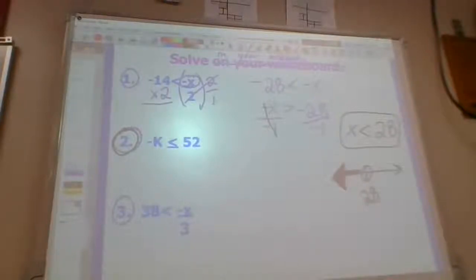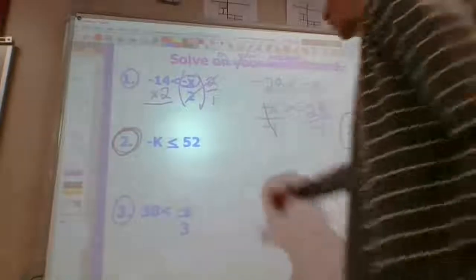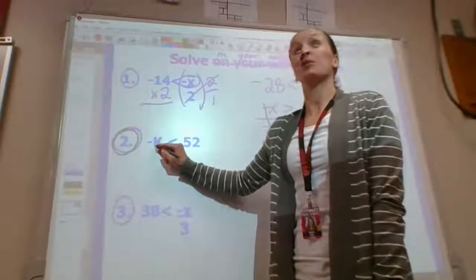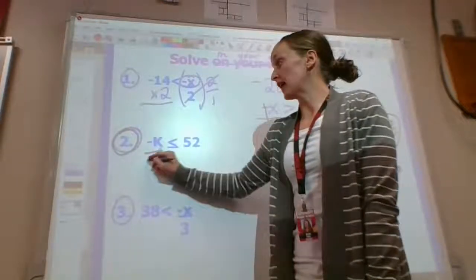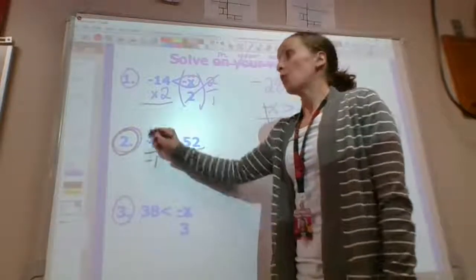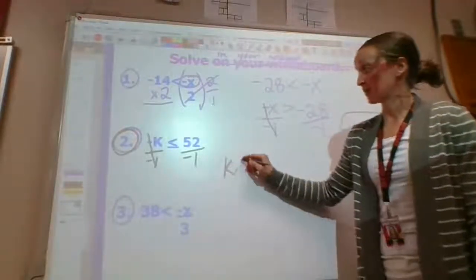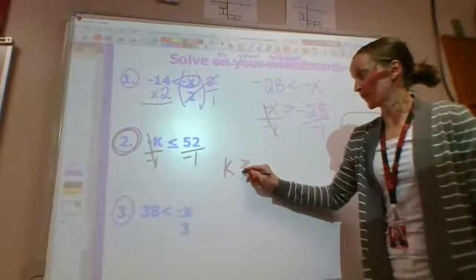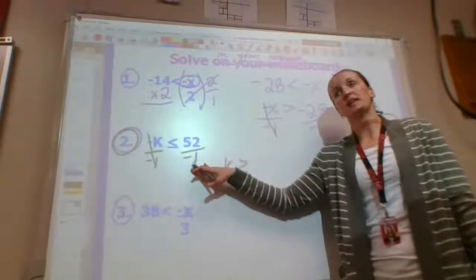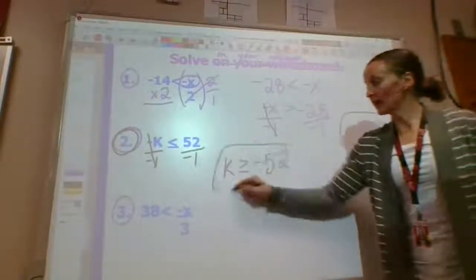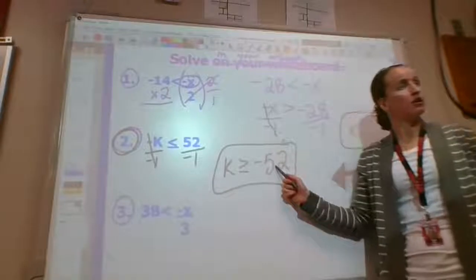What are you trying to get all on? The K. Yep. So in number 2, you guys, what are we trying to get all on? K. What's in front of K? A 1. Negative 1. What do we have to do to both sides to get rid of the negative 1? Divide both sides by negative 1. When we divide by negative, we do what, you guys? Switch the sign. Switch the symbols. So we make that less than or equal to a greater than or equal to, and you know that 52 divided by negative 1 is? Negative 52.